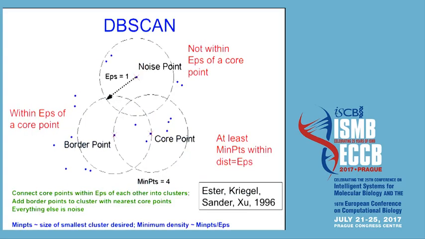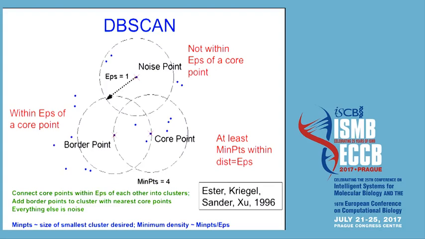So the algorithm that we're going to use is called DBSCAN. It comes from 1996, from Ester, Kriegel, Sander, and Xu. The idea behind DBSCAN is you have two different parameters: one is called min points, and one is called epsilon. Points that are going to end up in the clusters we'll call core points, and they are core points if they have at least min points within epsilon.